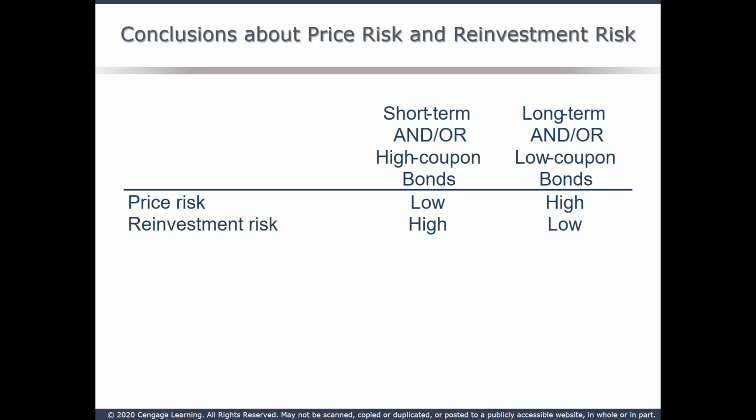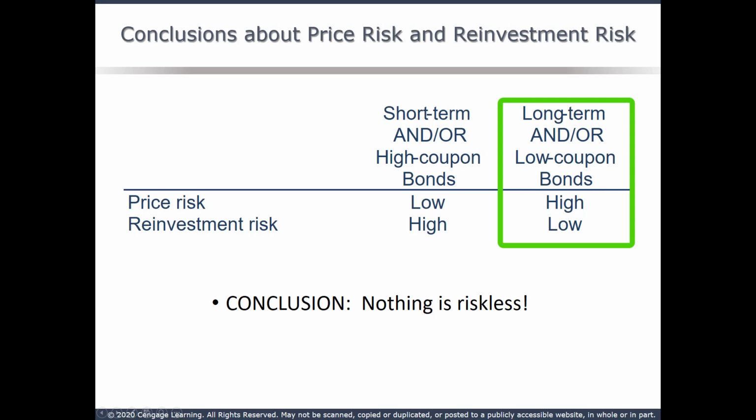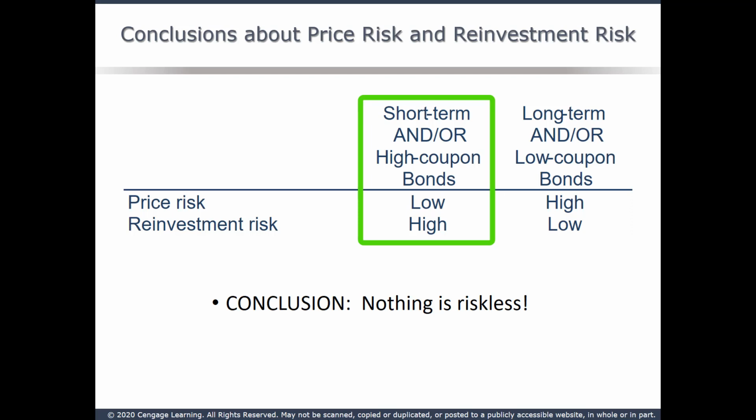Bottom line, nothing is riskless. Long-term or low-coupon bonds are subject to more price risk. This is because more of the bond's total value is further in the future and is hit harder by discounting. Short-term or higher coupon bonds are subject to more reinvestment risk because the bondholder will receive more income sooner and need to reinvest it.